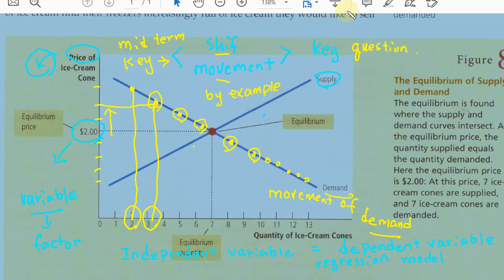Okay, then let's go to the next page to show you the concept of shifting. This explanation is for movement. I told you we have to distinguish the concepts, movement and shift. Movement is just moving the dot along this line. But shift is different. Shift is a different concept. Look at what the meaning of shift is.